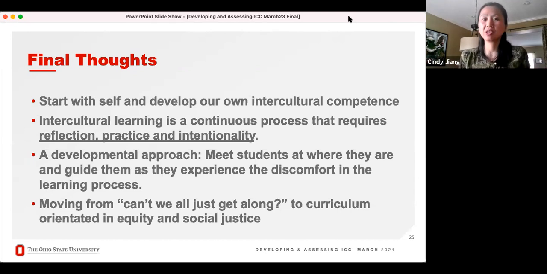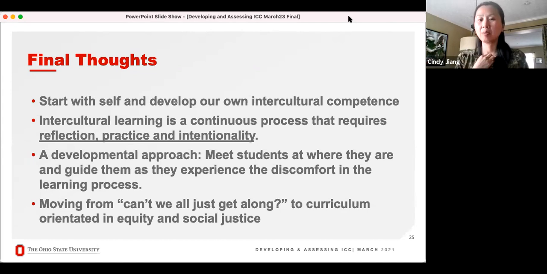And quite honestly, as a research team, we often talk about how much we are benefiting as individuals from this research project and also from the perspectives that students bring in. We also learned that the developmental approach is critical in guiding students through the intercultural learning journey: we need to meet students where they are and guide them through as they experience the discomfort in the learning process. That notion of pushing students out of their comfort zone and then moving them through the learning process is the most important aspect.